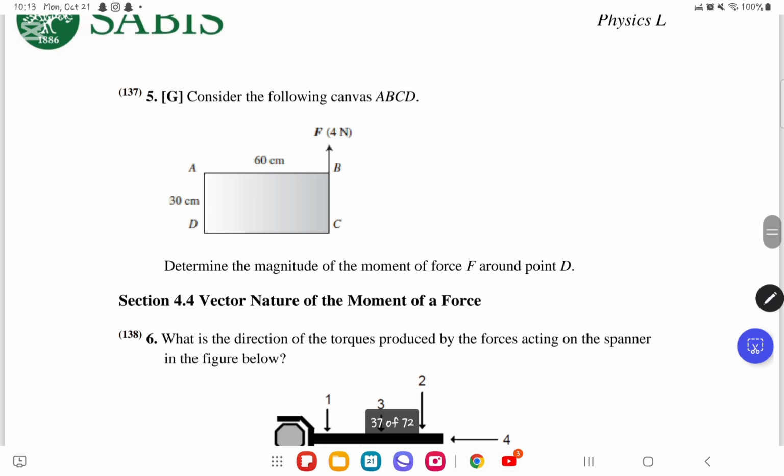Now, question number 5. Consider the following canvas ABCD. Determine the magnitude of the moment of force F around point B. We know the rule for magnitude is force times distance.